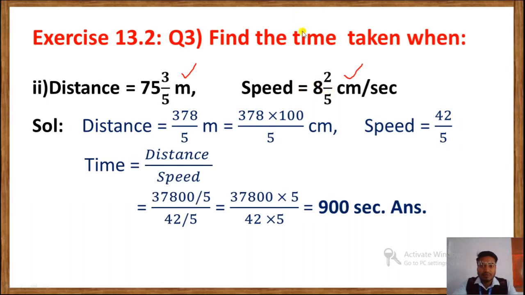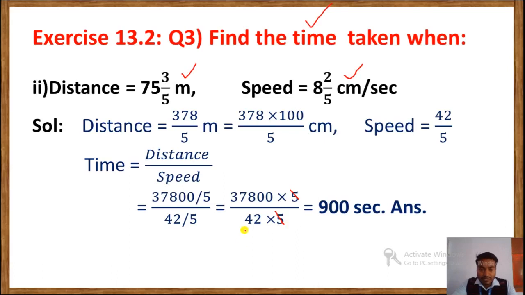Now we have to find time. So time equals distance by speed. Distance, when we multiply, we'll get 37,800 divided by 5, and speed is 42 by 5. Here we will write 37,800, and this 5 will come down, and 42 we will write here, and this 5 will go up. Now cancel the term, 5 cancels.